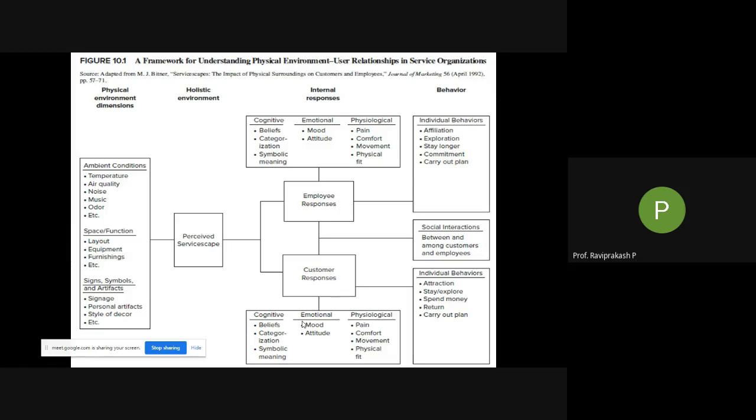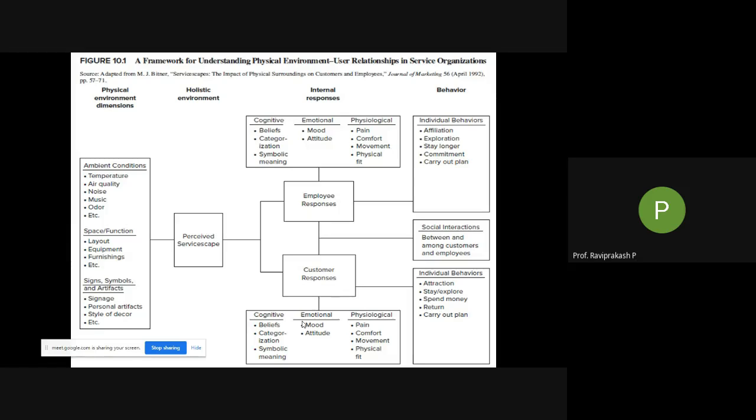Next, personal artifacts. So some things are kept over there. For example, if you go to a particular store, some things would be kept there. Okay, some bamboo artifacts are there, some kind of idols are there, which will give you a certain kind of effect mentally as well as physically.